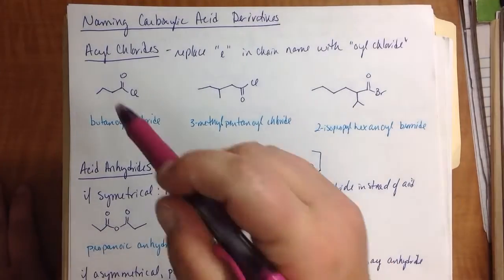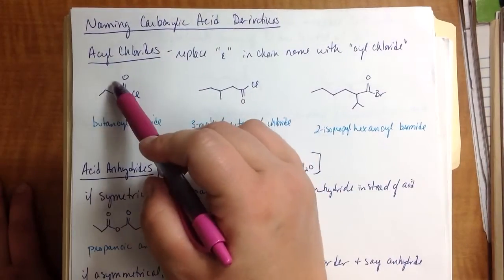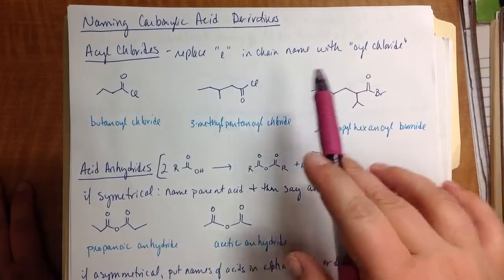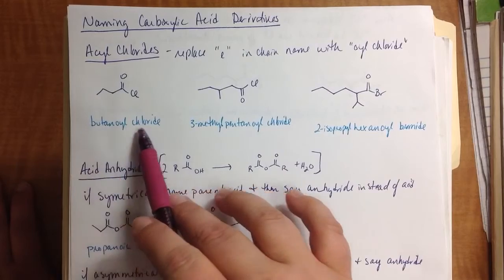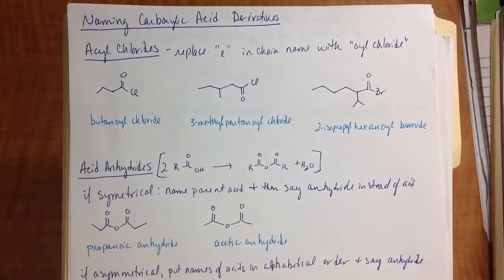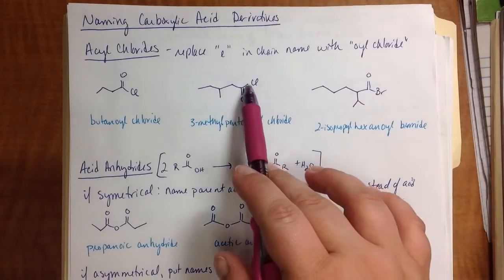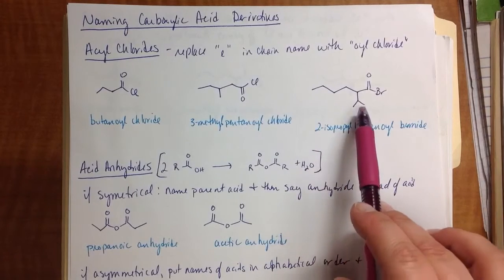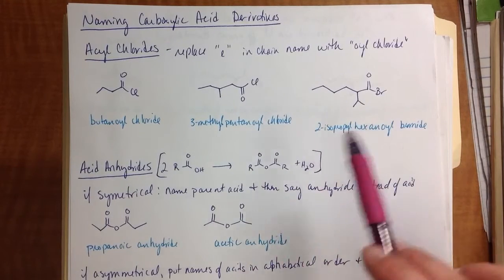So first you have an acyl chloride, and what we do is we replace the E and end with oyl chloride. So this would be a butanoyl chloride because you've got 1, 2, 3, 4 carbons there. So instead of it being butanoic acid, we've got butanoyl chloride. Here we've got 1, 2, 3, 4, 5. That's 3-methyl pentanoyl chloride. And finally we've got 2-isopropyl hexanoyl bromide.